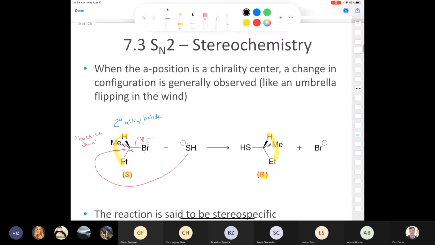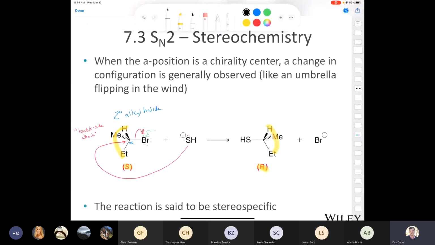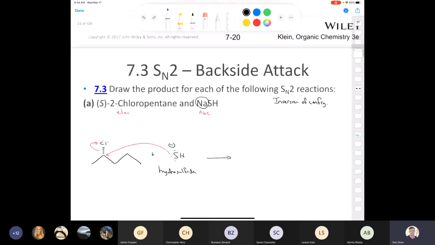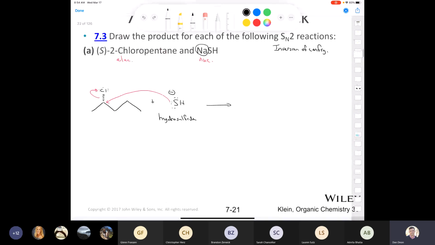If you're like, what the hell is inversion of configuration? It was this right here, okay? This change in configuration is called inversion of configuration. It's inverting from S to R in this case. And so all we have to do to represent inversion of configuration is just flip the stereochemistry on that bond. Since the bond to the chlorine is a dash, the bond to the sulfur is going to be a wedge.